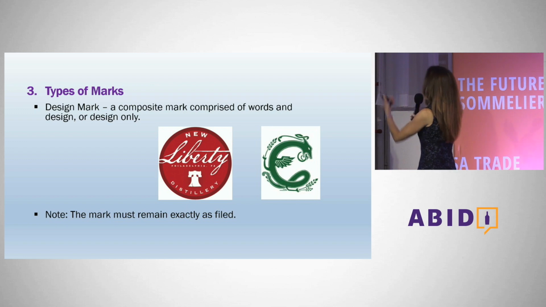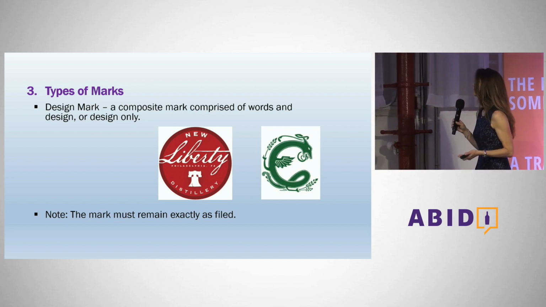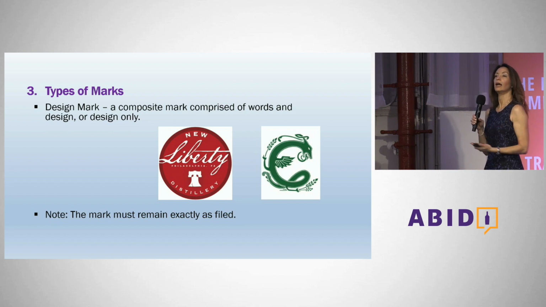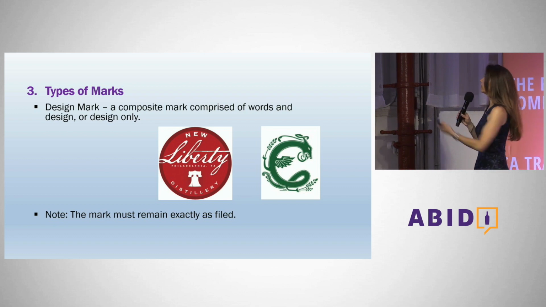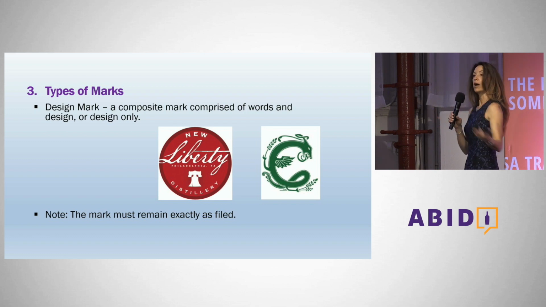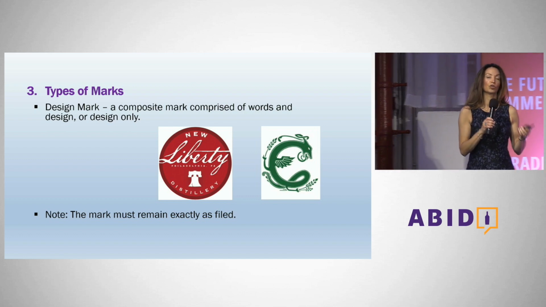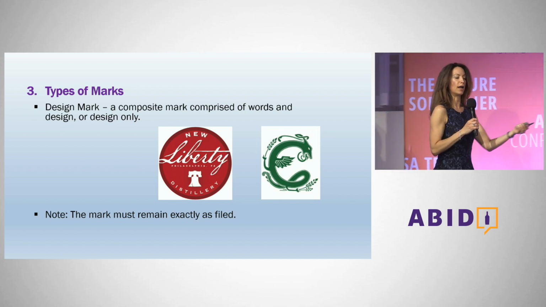And on the right, we have a product, we have a design for a product called Conic, and that's a stylized C. So in this instance, I'm showing these marks in color, but if you file for them in black and white, then you can change up the color. So again, that gives you a little more flexibility. So you're not stuck with exactly what you file for.